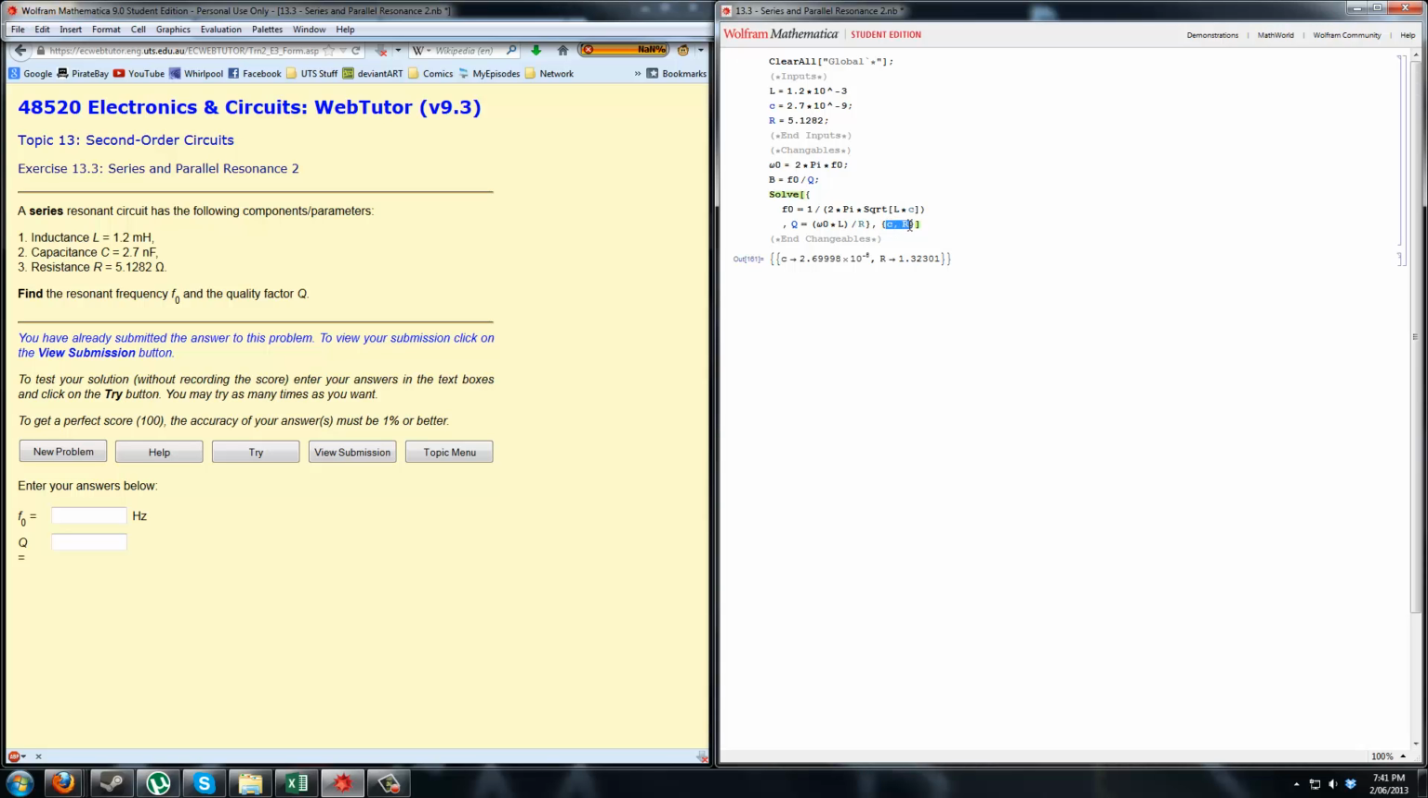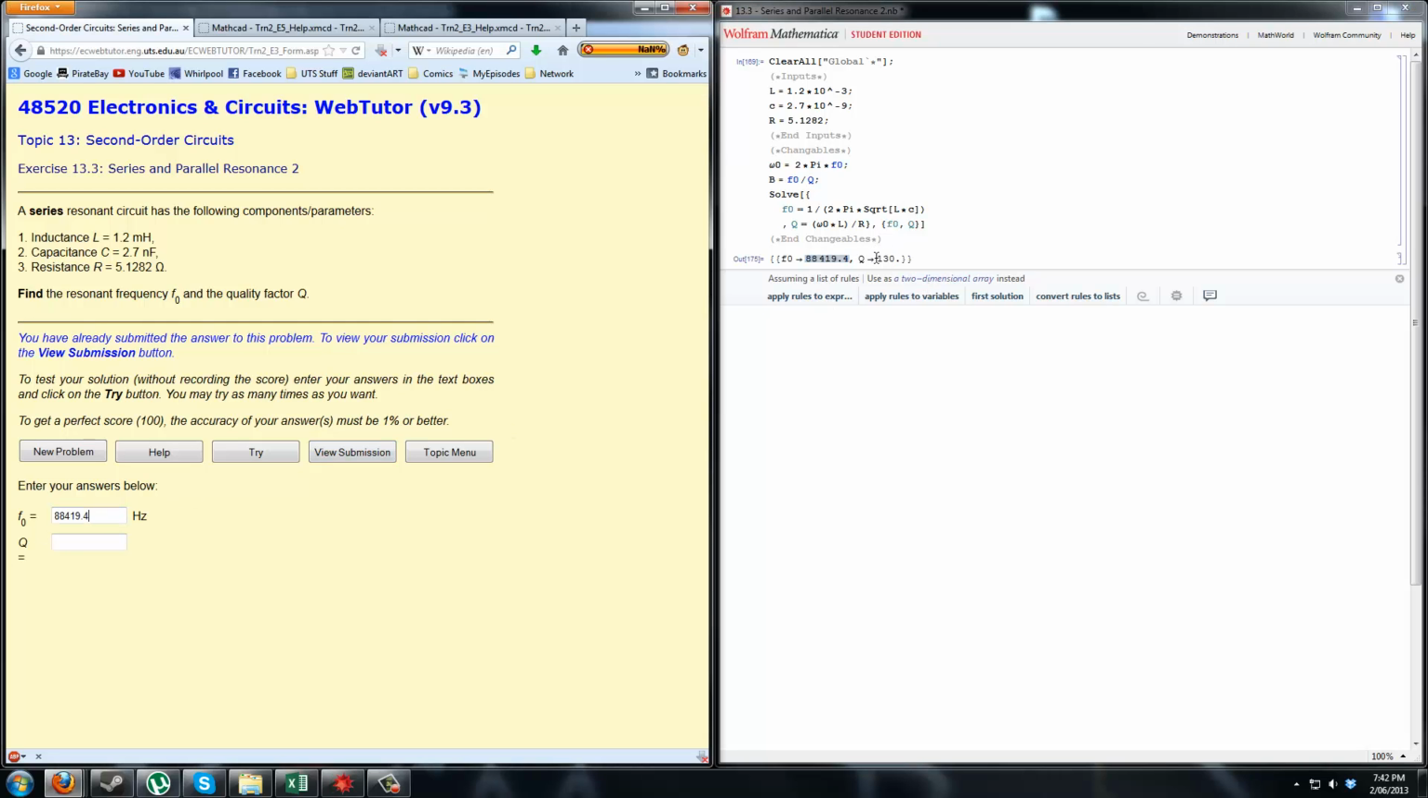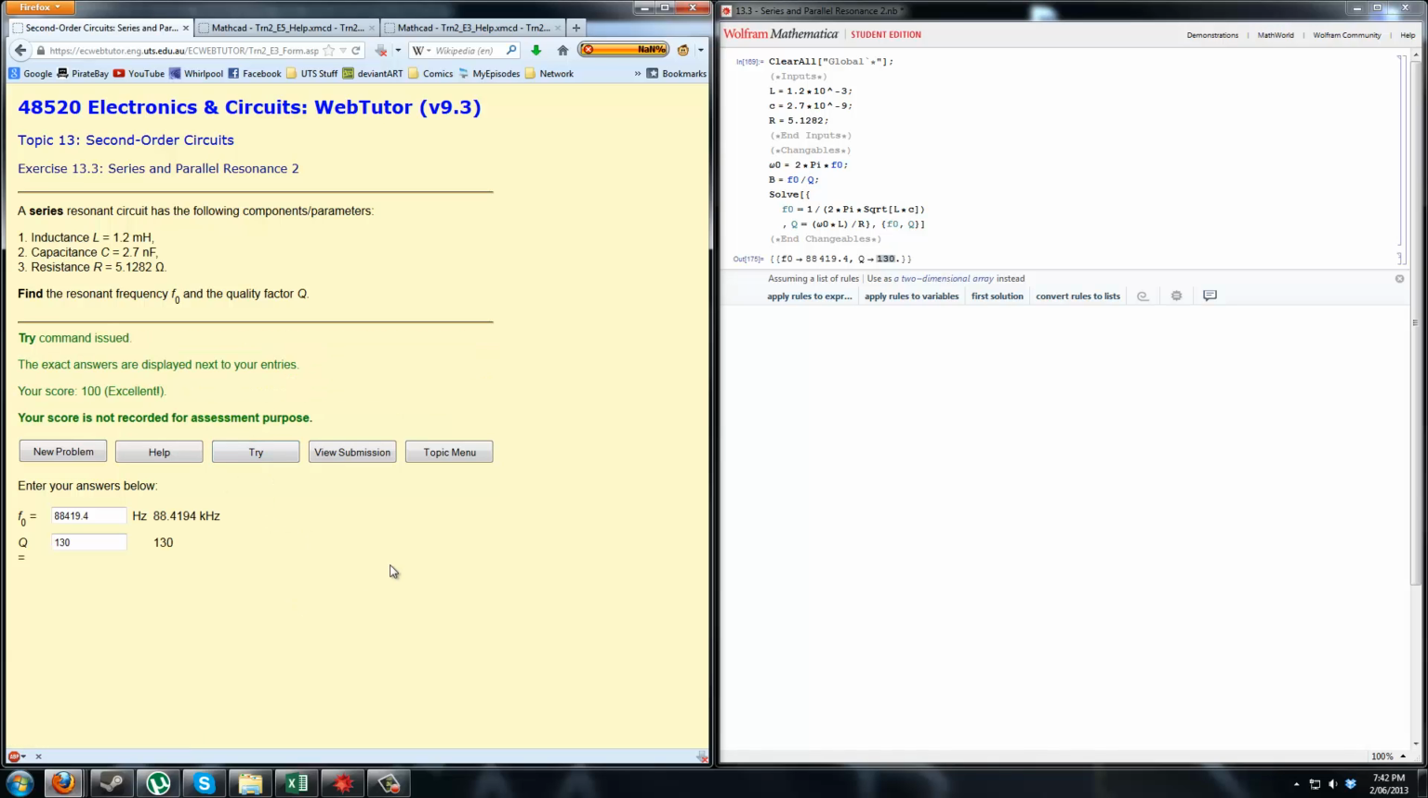And the last thing you need to do within these two squiggly brackets is the variables you want to solve for. So I've got my FO, my resonant frequency, and my quality. And if I just do that, what did I not? Solve again. My resonance frequency is 88K, and my quality is 130. Trying for that, and 100% done. Thank God. Yeah, so that's pretty much it.